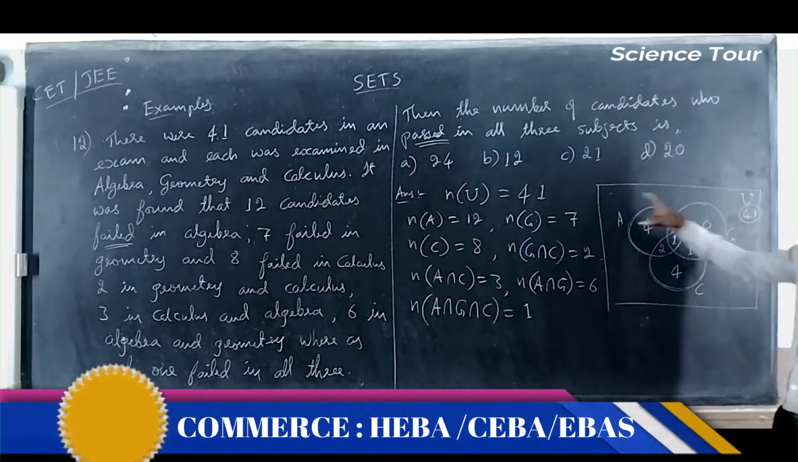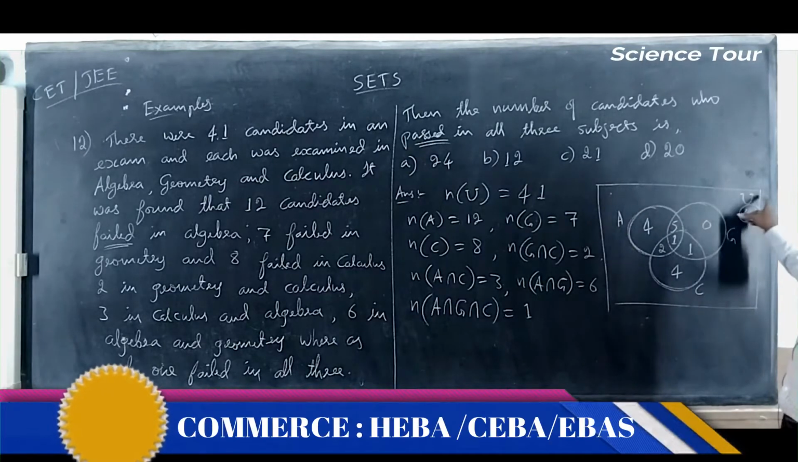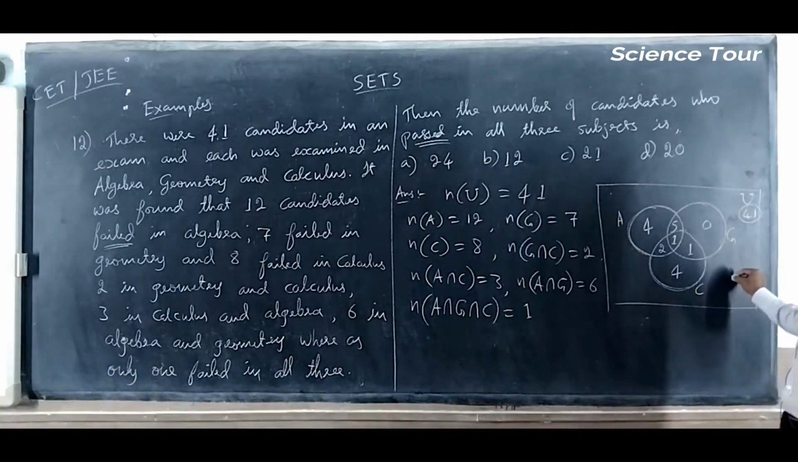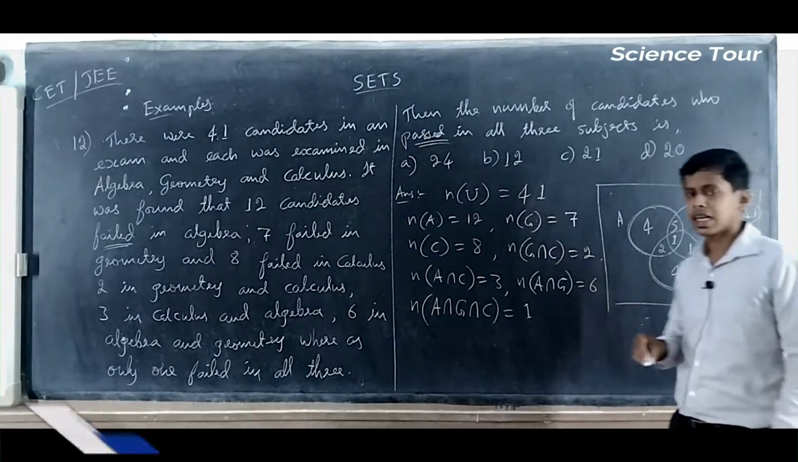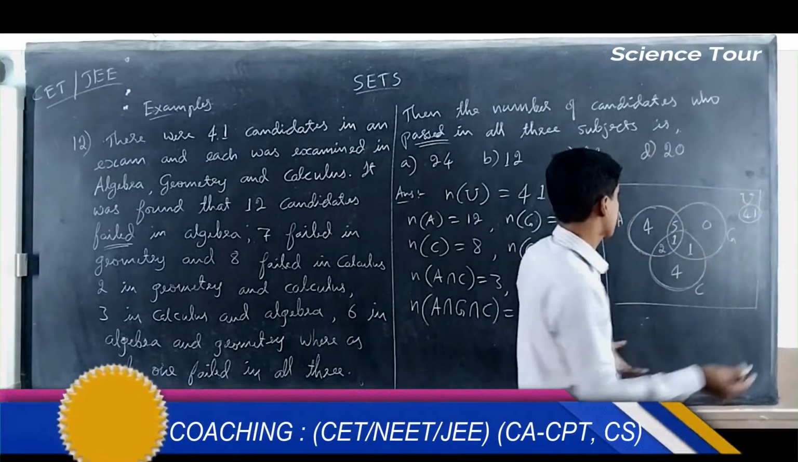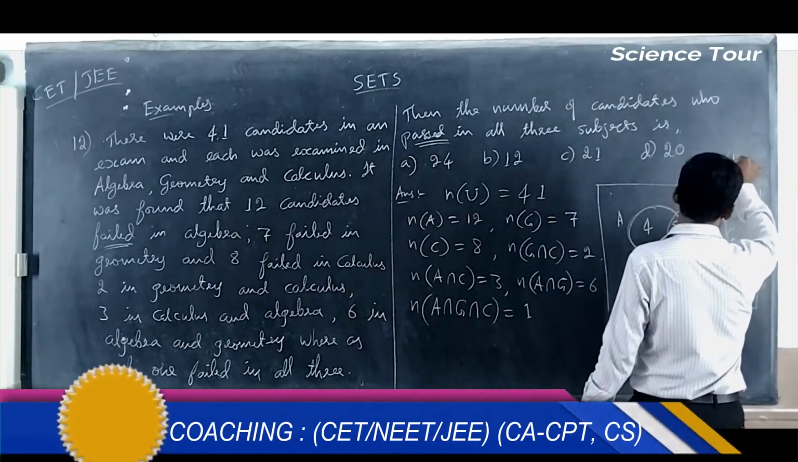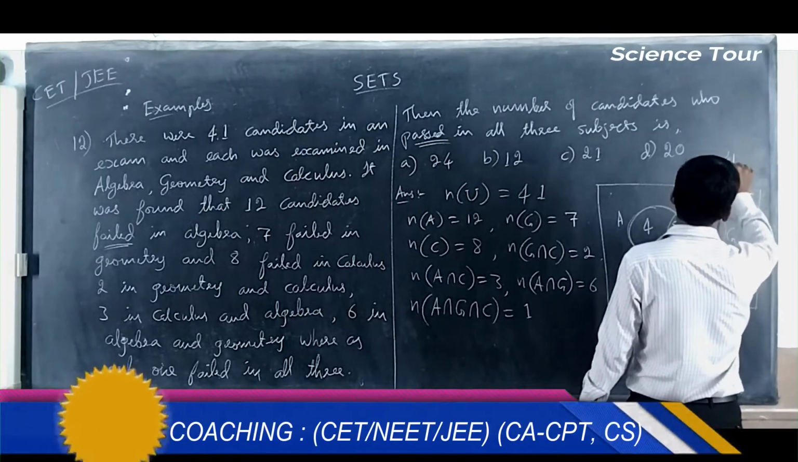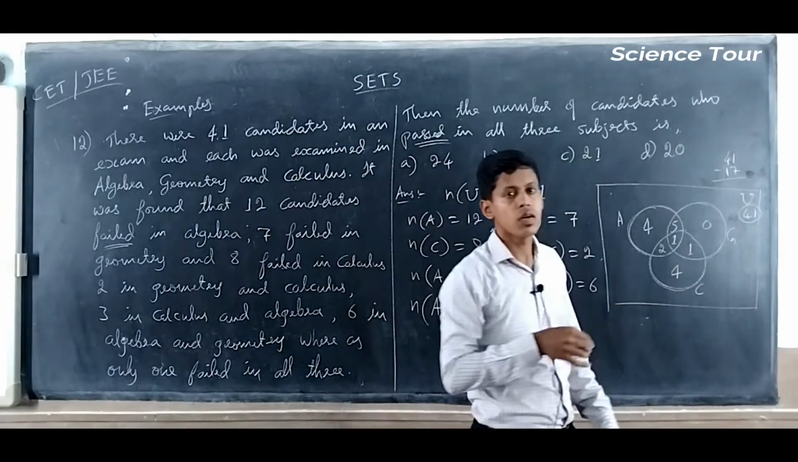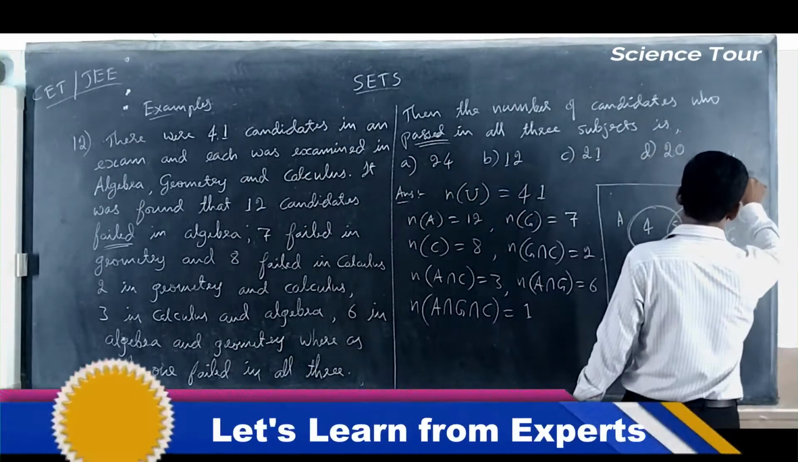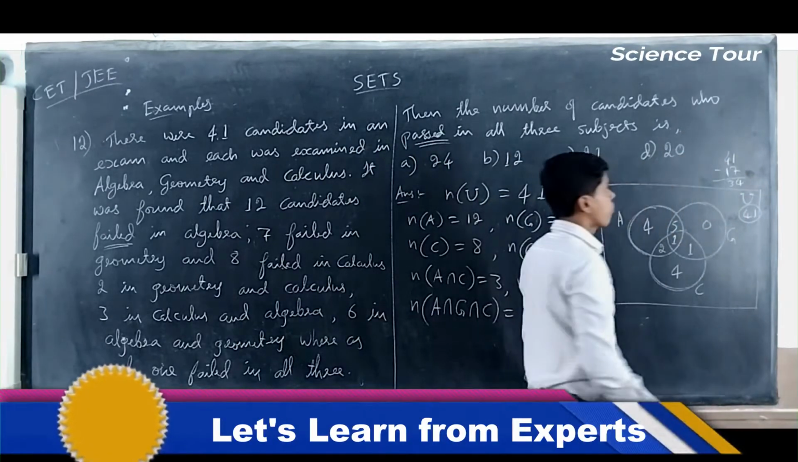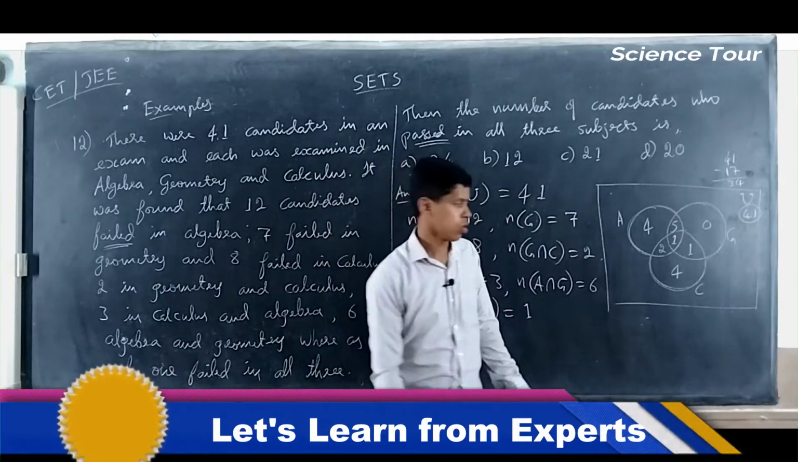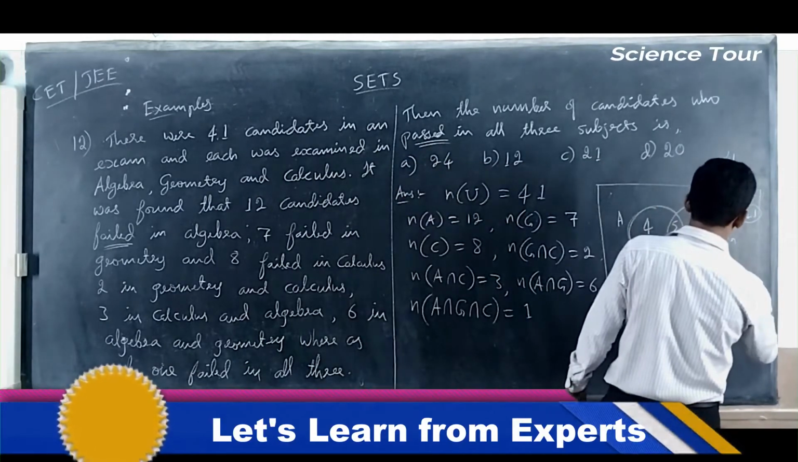So there are totally 41 who have taken the exam. In the rectangle there are 41. So how many are outside the circles, outside the union? That is 41 minus 17. How many have you got? Yes, you have got 34. So there are 34 people who passed in all the 3.